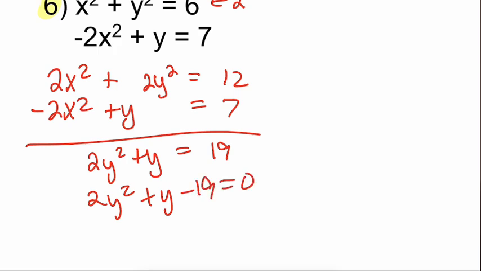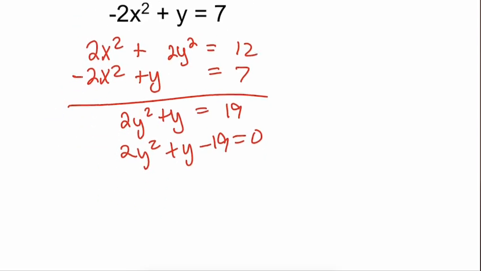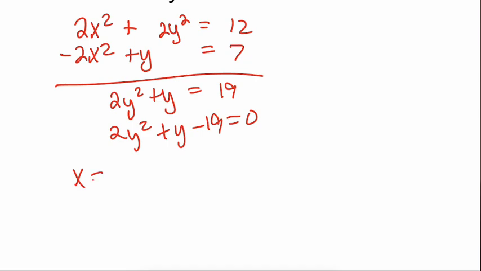Now, if you do the quadratic formula to this equation, you get negative b plus or minus the square root of b squared minus 4ac. I did that earlier. I got 153, all over 2a's, or 4.